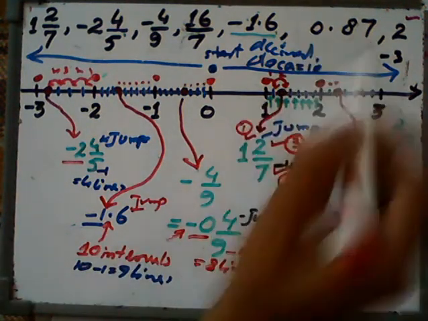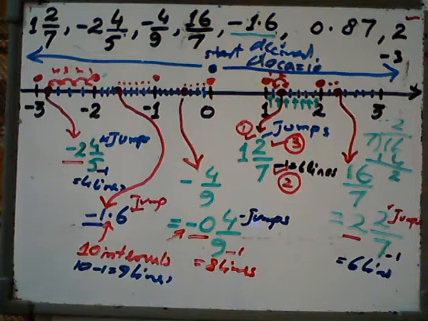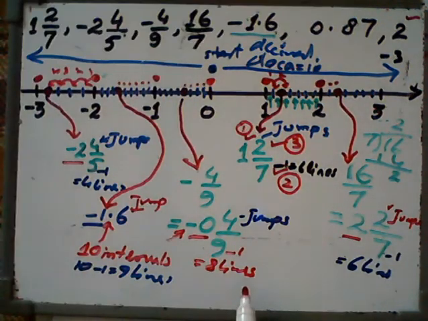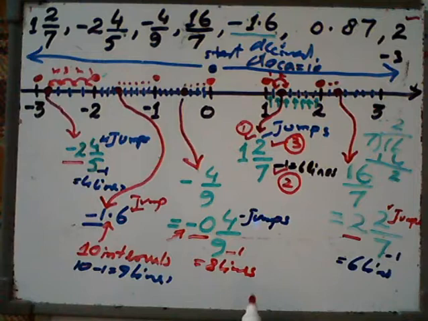Now about 0.87. 0.87 is a number which looks different because it has 2 decimal places. So how will we do it? Let's check it.